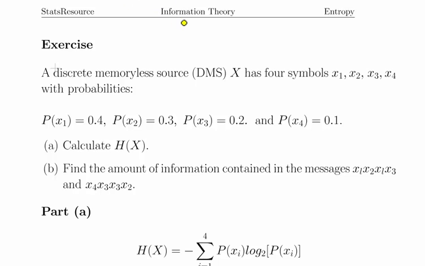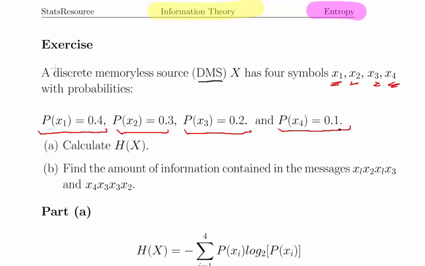Okay, in this presentation we are going to look at information theory and in particular how to calculate entropy. So it's just a short example really. We have a discrete memoryless source, a DMS, and it has four symbols x1, x2, x3 and x4, and each have the following probabilities: 0.4 for x1, 0.3 for x2, 0.2 for x3 and 0.1 for x4.